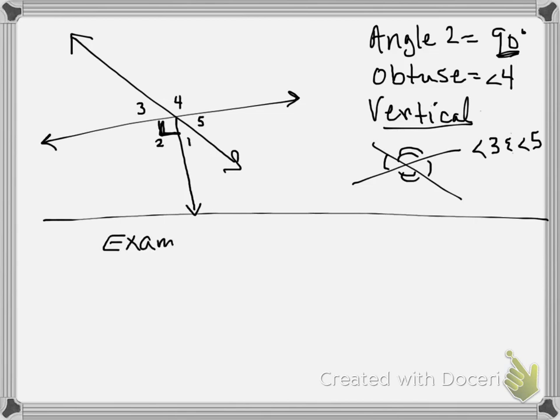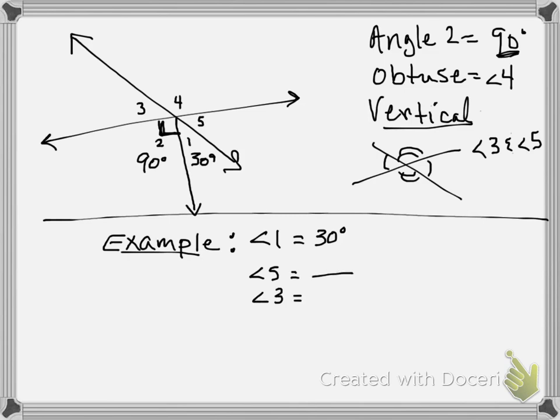If I actually give you some stuff to plug in, let's see if we can work our way around and figure out the rest of this shape. So let's say that we are given that maybe angle 1 is equal to 30 degrees. Okay, so I'm going to plug that in here, 30 degrees. We know that angle 2 is 90 degrees, and we need to figure out what angle 5 is equal to, what angle 3 is equal to, and what angle 4 is equal to, based off of that information.